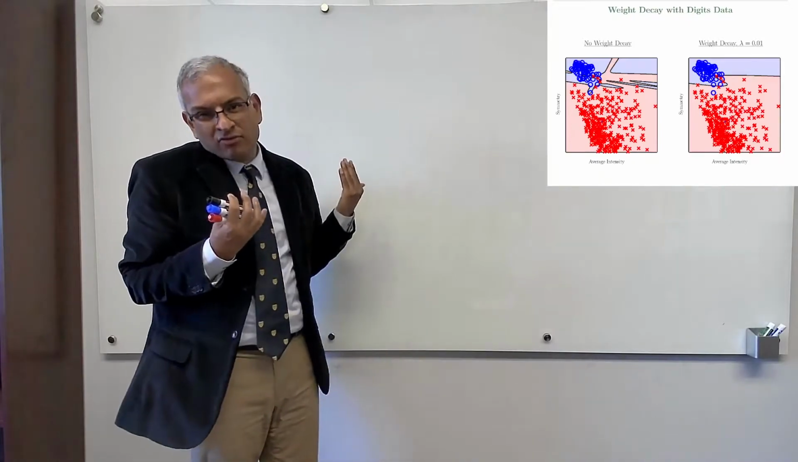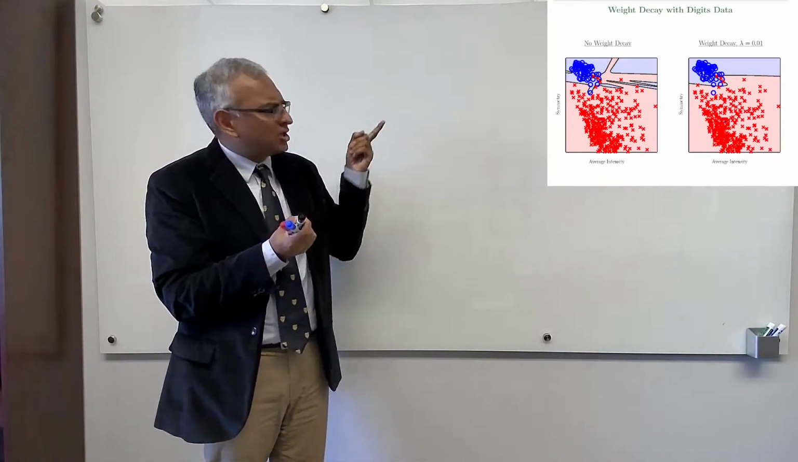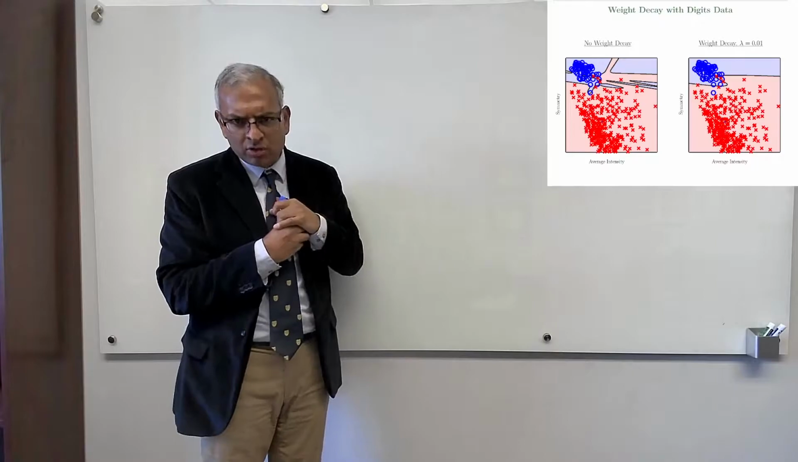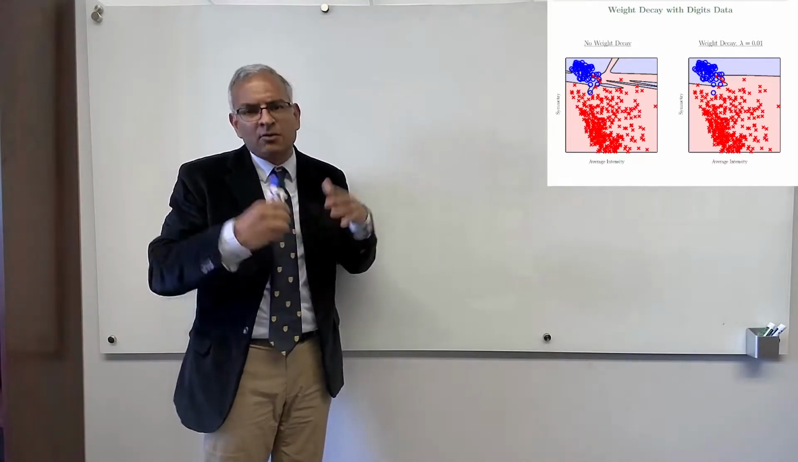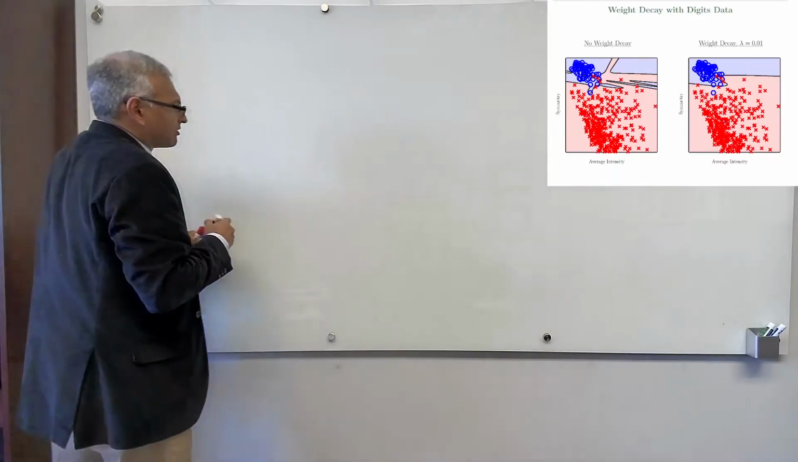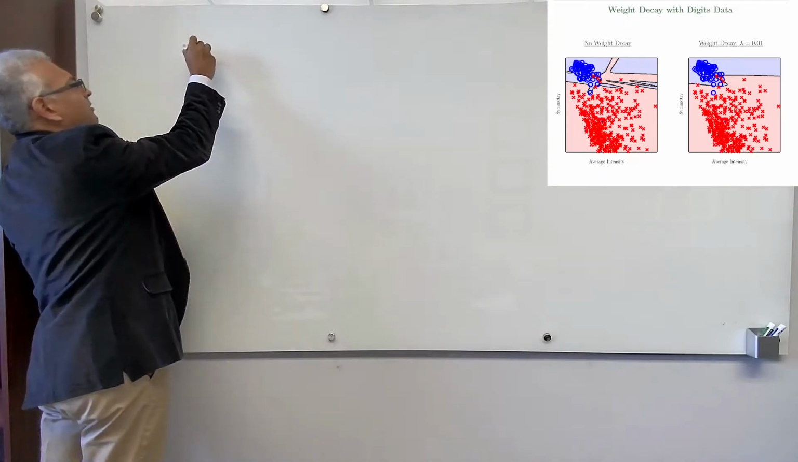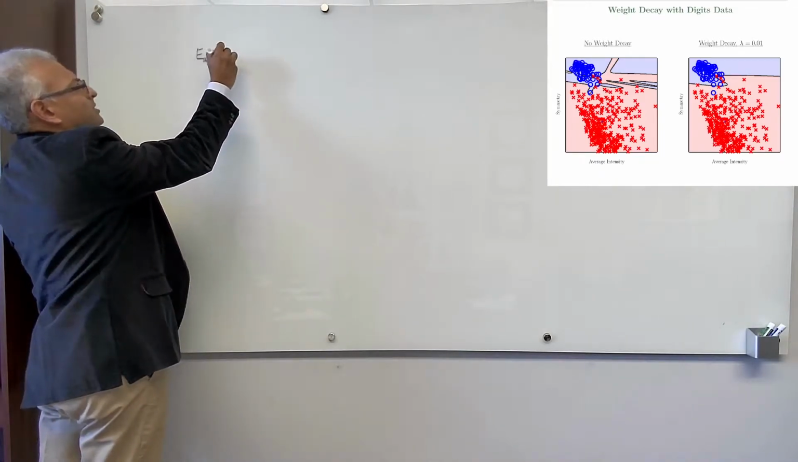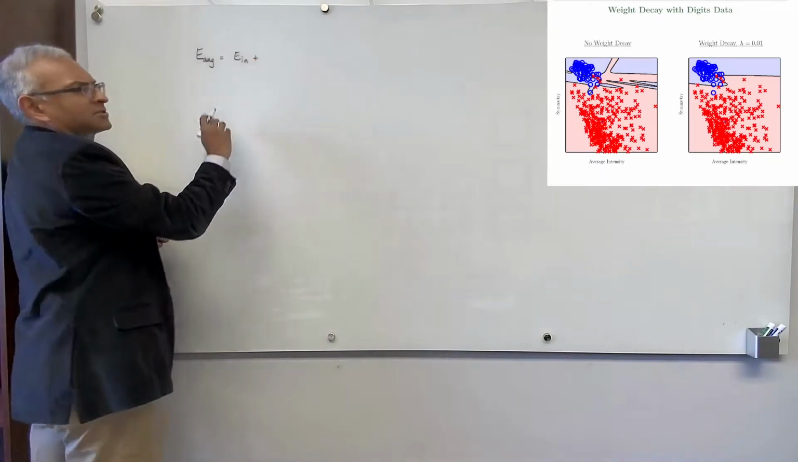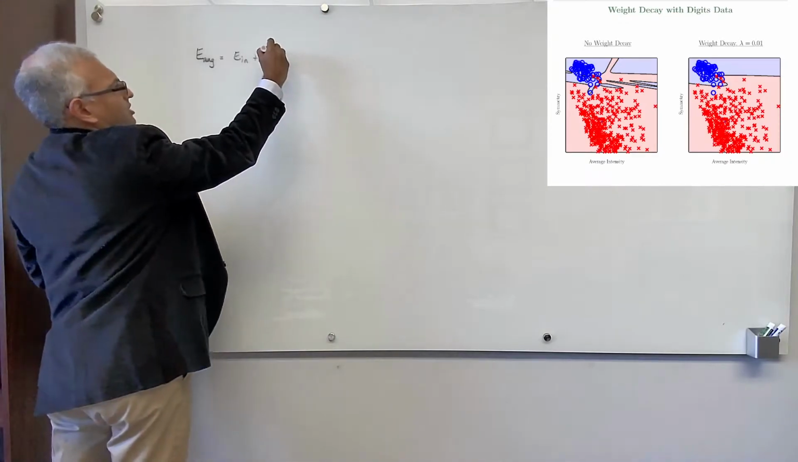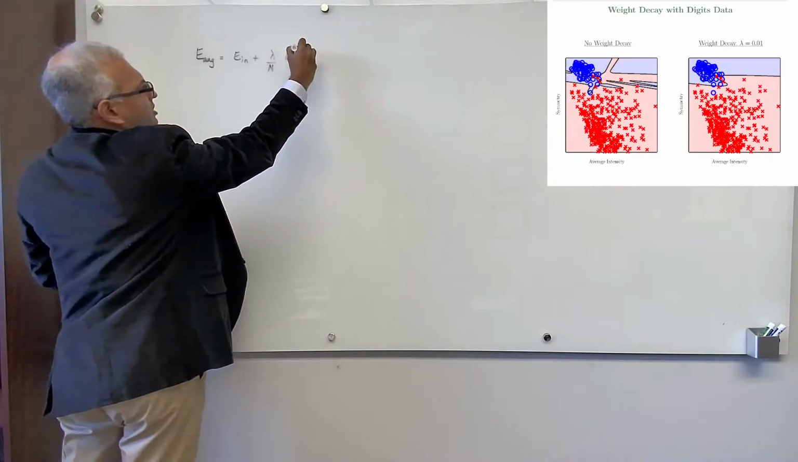Okay, so on the left is the overfit, very simple 10 hidden unit neural network. And on the right, I'm showing what happens when we use a little bit of weight decay. Remember we studied weight decay when we did regularization. So we defined the augmented error: E augmented is the in-sample error plus lambda over N, W transpose W.